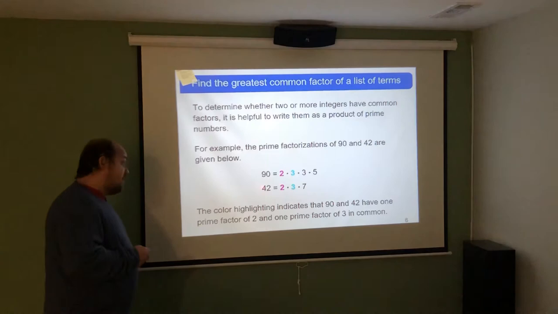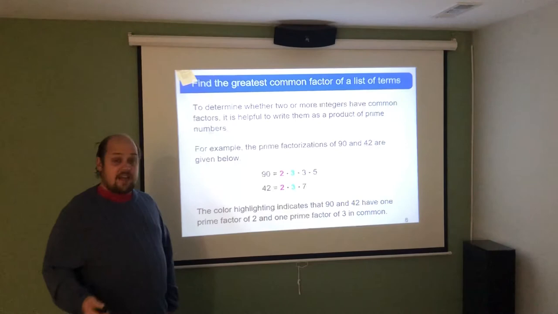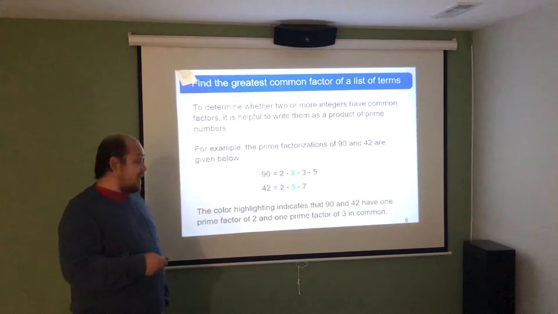For 42, in my head, I would say that's 6 times 7. When I then ask, can I further break down 6 or 7? I can't break down 7 because 7 can only be 1 times 7 to get to it. I can break down 6. 6 is 2 times 3. So I end up with a prime factorization of 42 of 2 times 3 times 7.